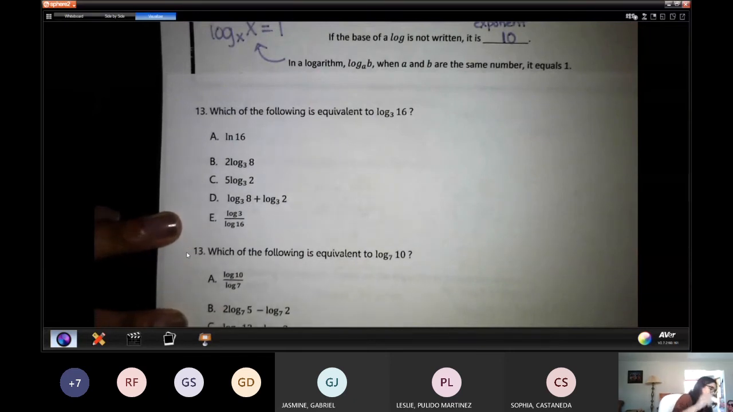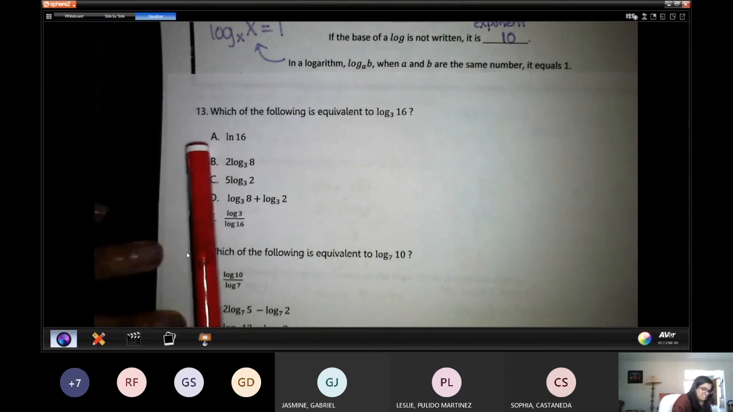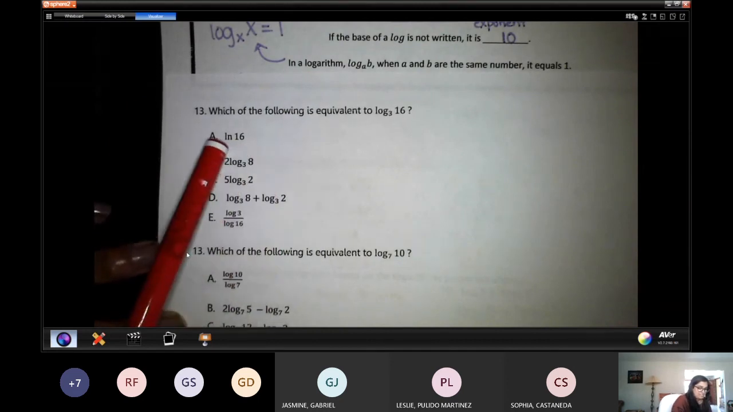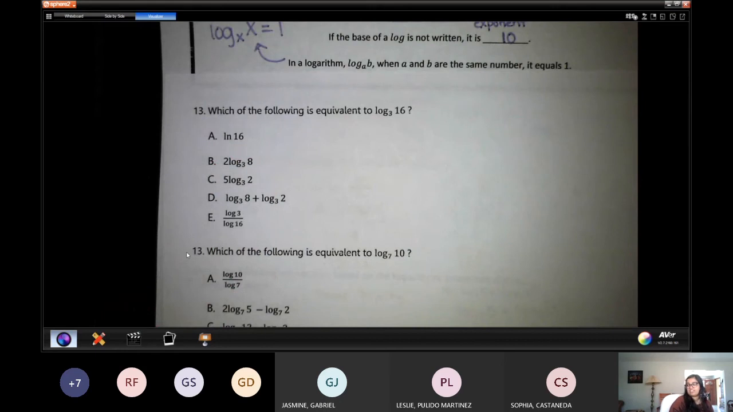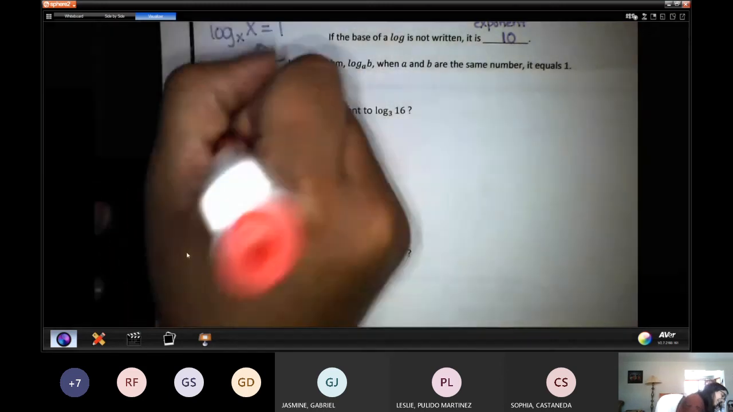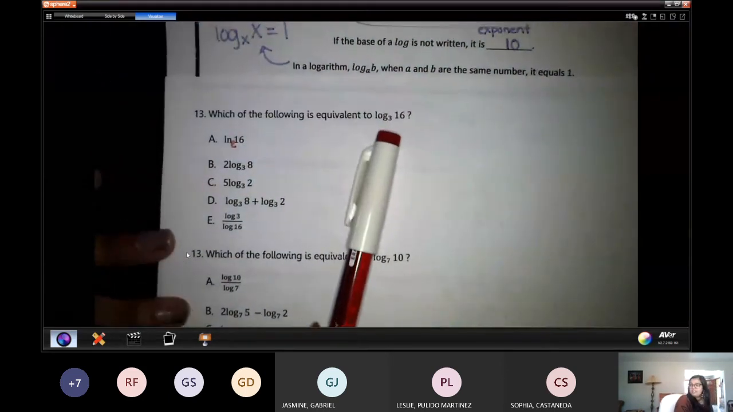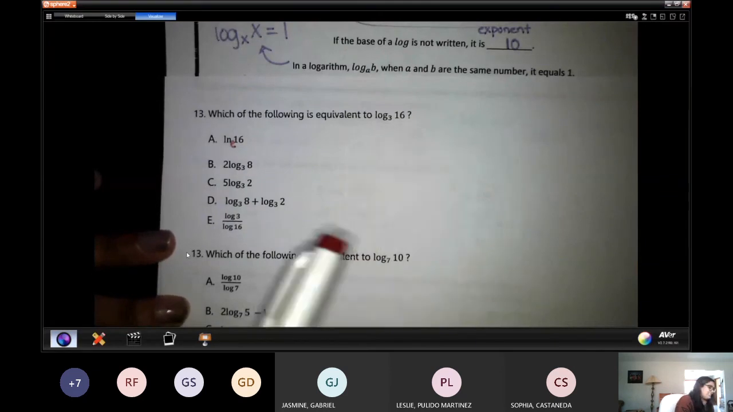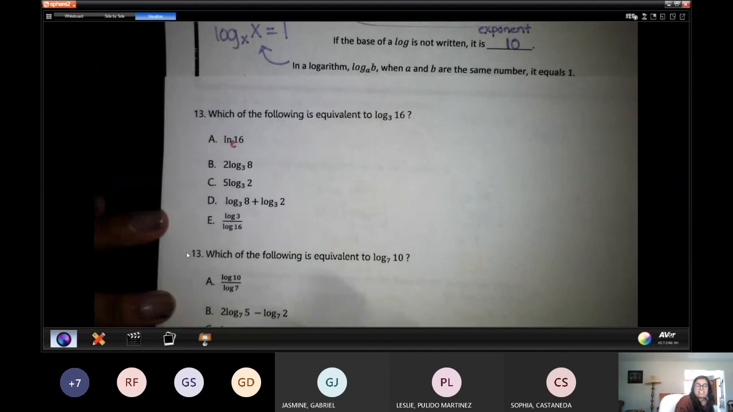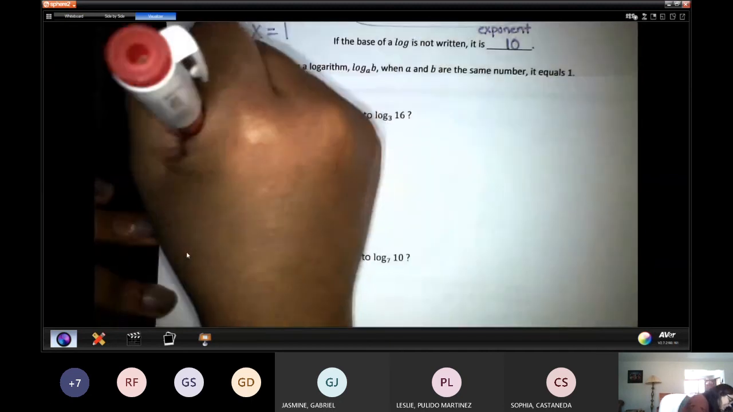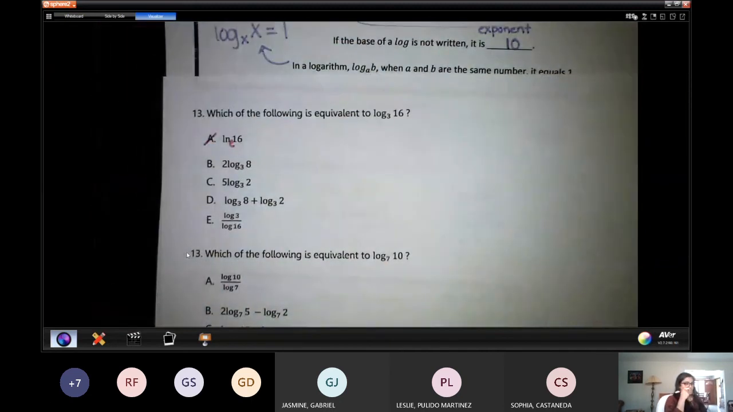All right, so for A, for instance, this has a base of what? What's the invisible base for a natural log? E. Very good, Sophia. So this is an E. Is there an E in this problem at all? No, right? So that means this is just not going to be an answer. This doesn't make sense as an answer, so we're going to cross it out.